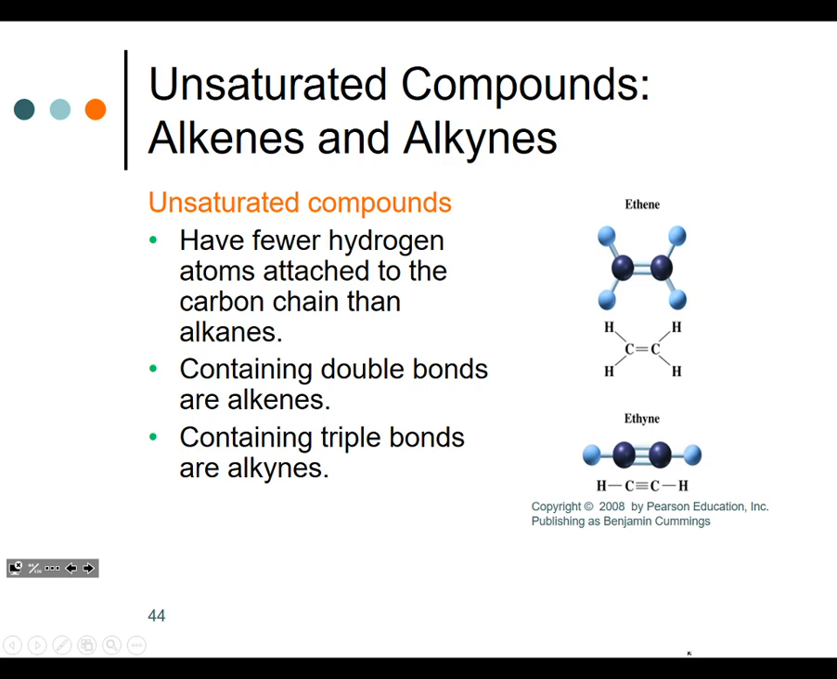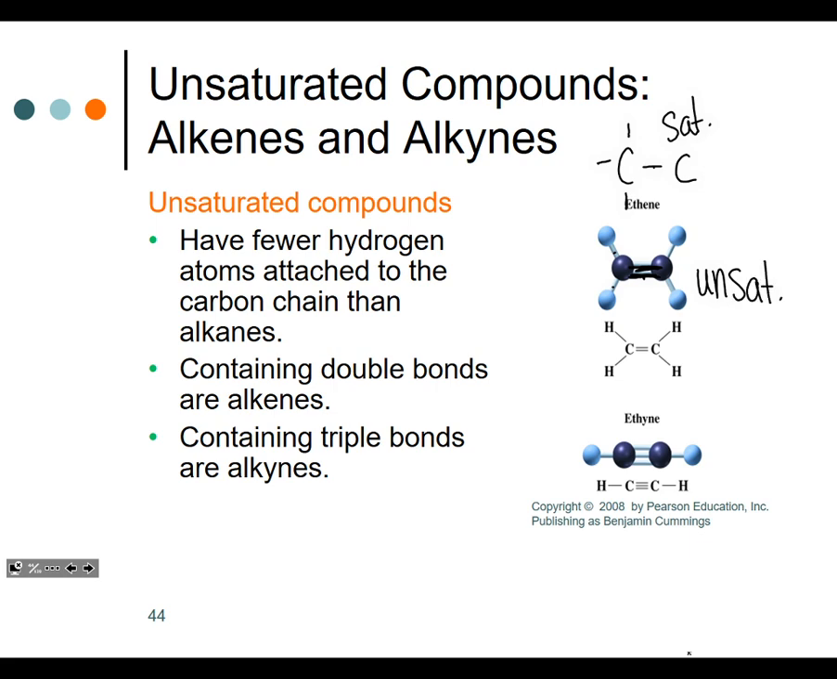Look at ethene right here. Instead of a single bond like we saw in the alkanes, we now have a double bond. Remember, carbon only needs four bonds because it has four valence electrons. So now it has one, two, three, four. It only needs two hydrogens, whereas normally, if it's a single bond, it would have three hydrogens. So that would be considered saturated. This ethene is considered unsaturated.